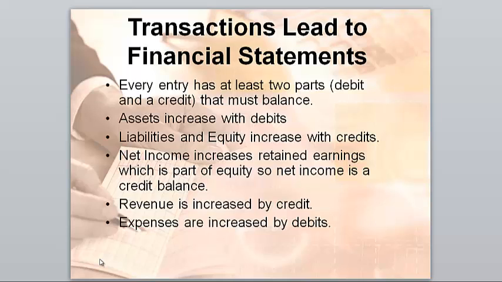But basically, all IBC companies need to recognize that every transaction that you do has 2 parts, a debit and a credit, and those debits and credits must always balance. Assets increase with debits and liabilities and equity increase with credits. Net income, which flows into retained earnings, it increases retained earnings, so net income is actually a credit. So revenue is increased by credits and expenses are increased by debits. Kind of your basic accounting 201.